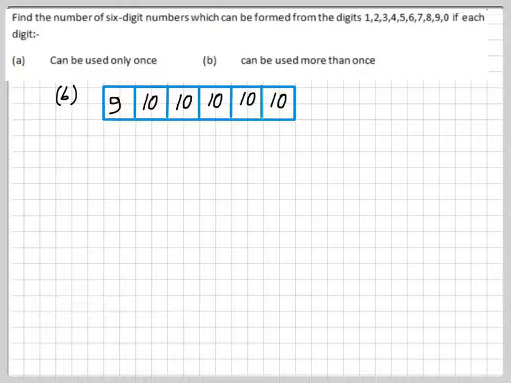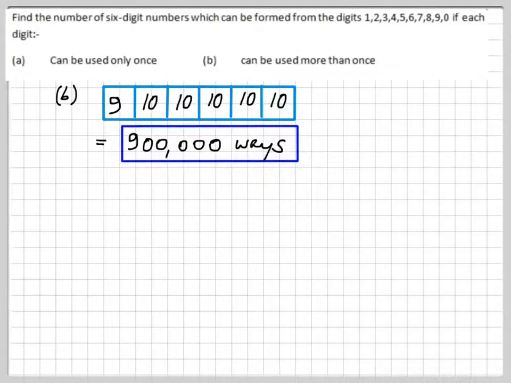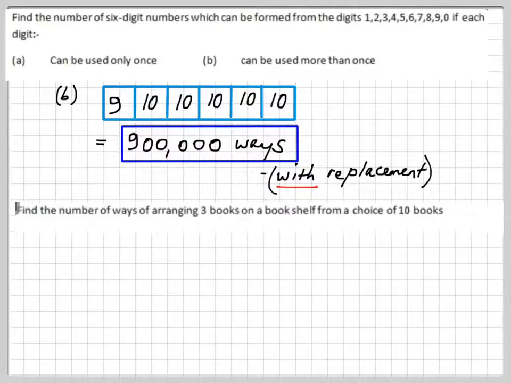So that gets, let's see, 900,000, doesn't it? 900,000 ways. Good gracious me, that's a lot. Thank you, Mr. Box. So I think that's it, isn't it? Yes, that's with replacement. So you see the distinction? Yeah, it is different.